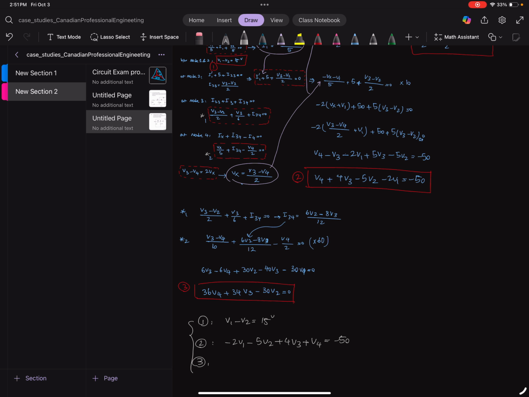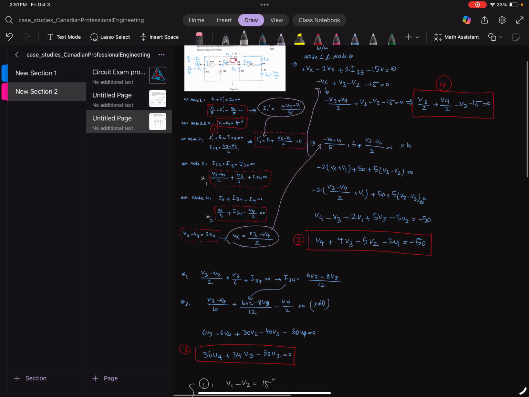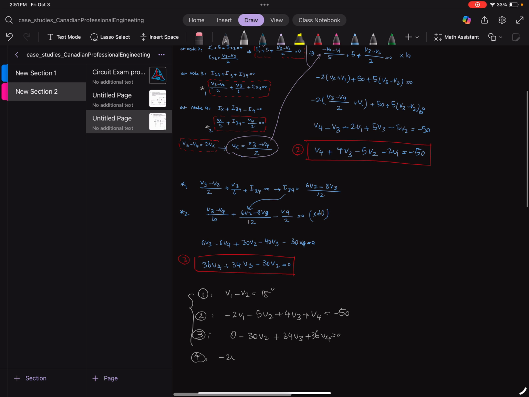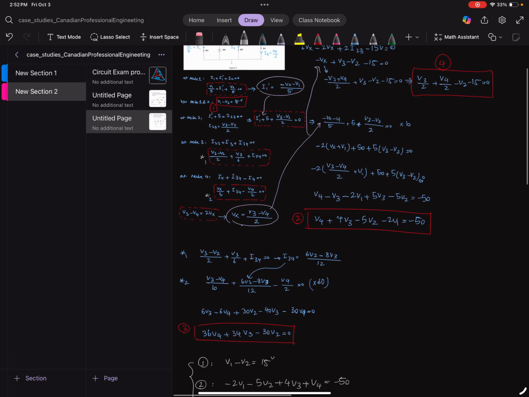Equation 3 is, again, I'm gonna go by 0 minus 30 V2 plus 34 V3 plus 36 V4 is 0. Fourth one, and the last one we found. Let's multiply it by 2. Minus 2V2 plus V3 plus V4 is equal to 30.